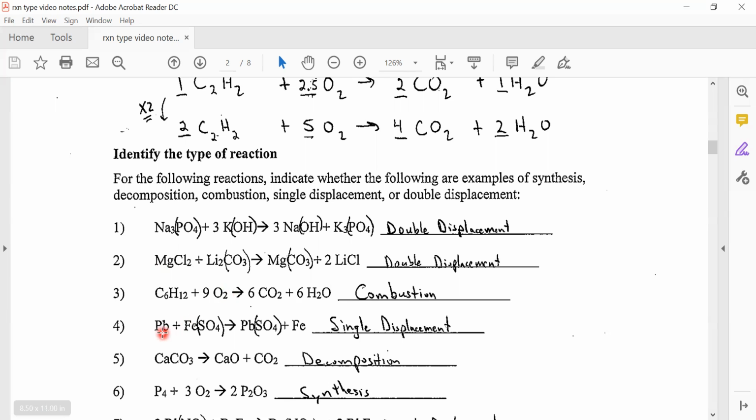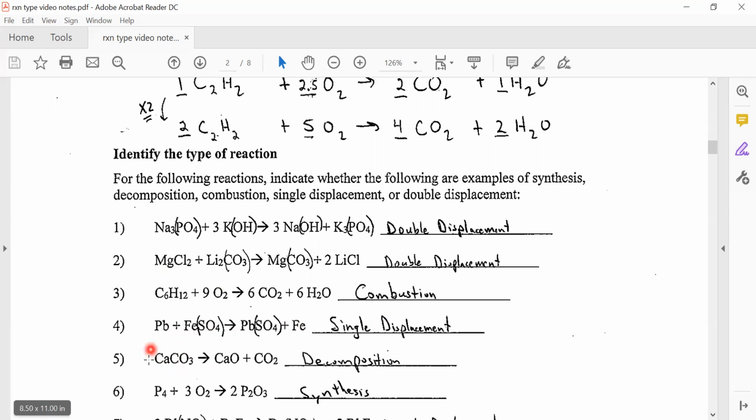Here I got a single element and a compound. So it's not double displacement because there's not two compounds there. But a single element and a compound would usually mean single displacement. So in this case, the metal lead is going to replace the iron, and that's going to be a single displacement right here.